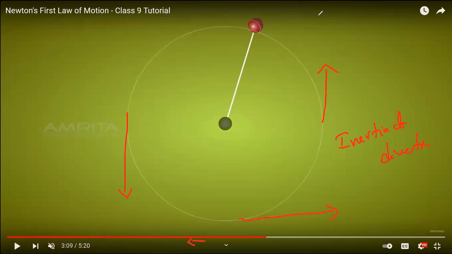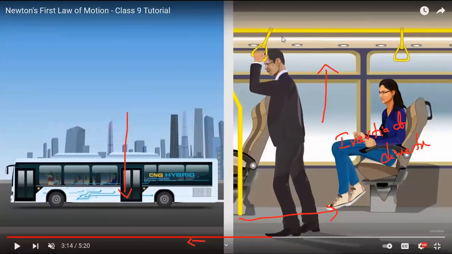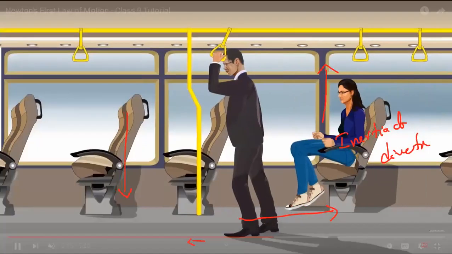Inertia of direction. So three things: inertia of rest, inertia of direction, and inertia of motion. Are you clear, everybody? That is all of you should remember. Hope you are all clear. This is Newton's first law of motion. Have you understood, everybody? Gopal, Krishna, Kaushik, is everybody clear or not?